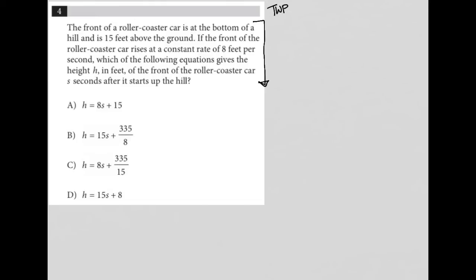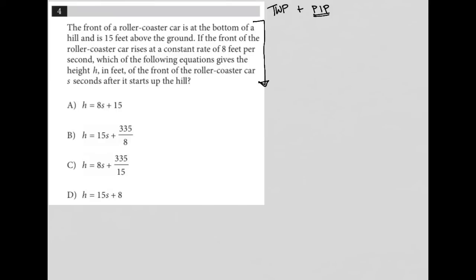So the question says the front of a roller coaster car is at the bottom of a hill and is 15 feet above the ground. Okay, so this is not just a translate word problem question. This is also a plug in picture question because we just read something that was very visual. It's a visual description. So let's just make sure I understand this.